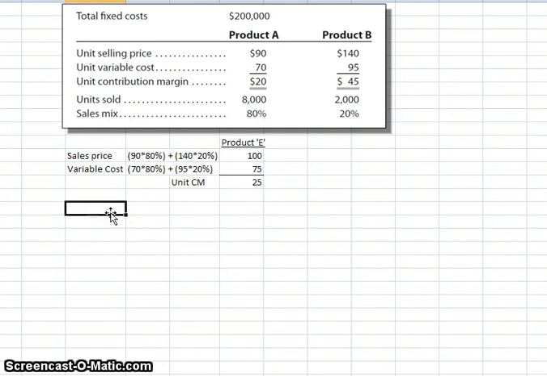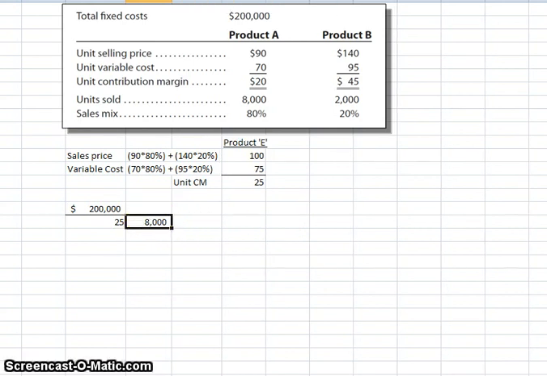So now I put this new combined product E into my break-even formula. The fixed costs were $200,000, and my contribution margin is $25 a piece. 200,000 divided by $25 a piece comes out with a break-even amount of 8,000 units. So I need to sell 8,000 of this product mix of E to break even.